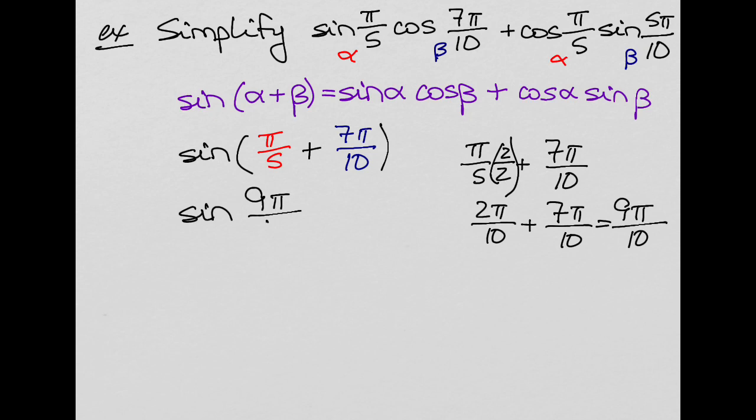And that is much more simplified than it was at the beginning. Notice that's not an exact value, but that wasn't the question. The question wasn't find an exact value. The question was simplify, and one sine of one angle is much more simplified than the thing that we started out with.